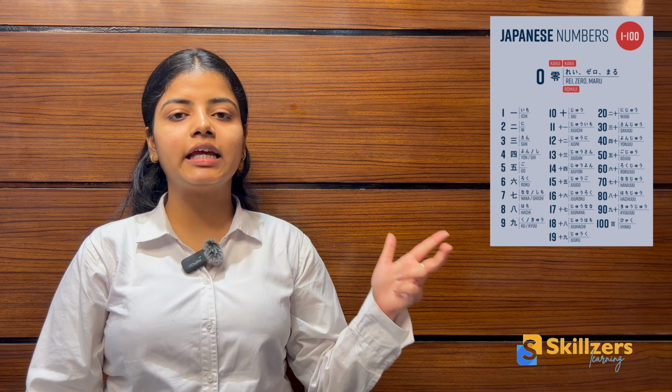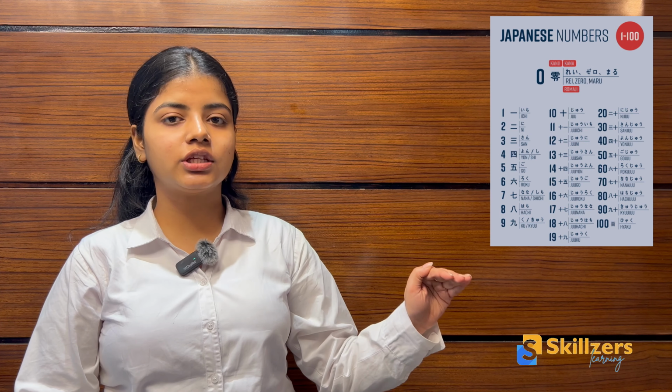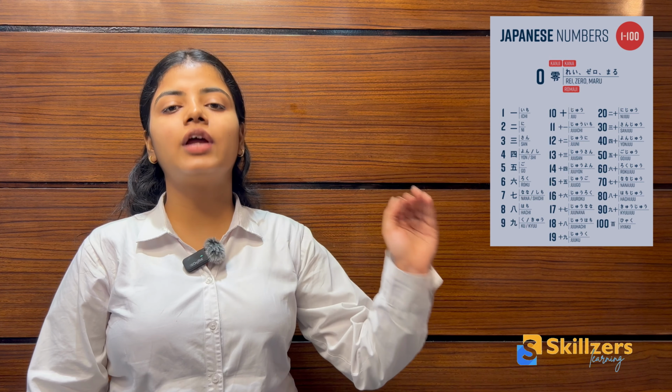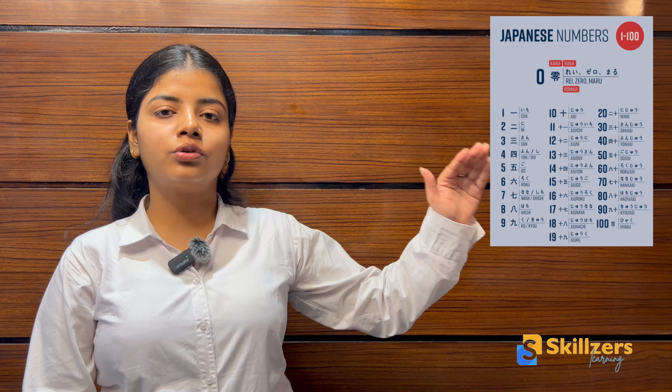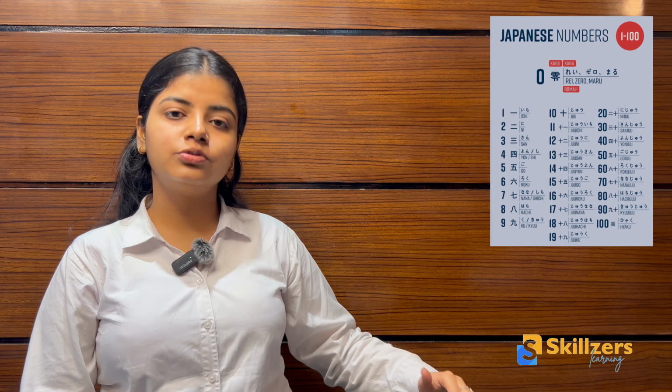Now the next 5 characters, 6, 7, 8, 9, 10. 6 roku, 7 nana, 8 hachi, 9 kyu, and 10 ju. Roku, nana, hachi, kyu, ju. Repeat after me. Roku, nana, hachi, kyu, ju.